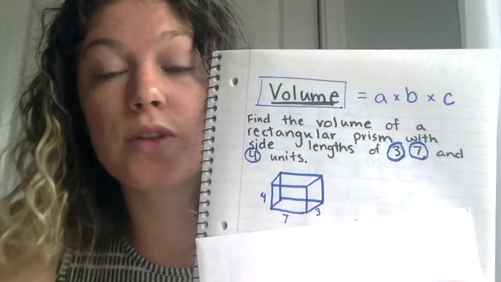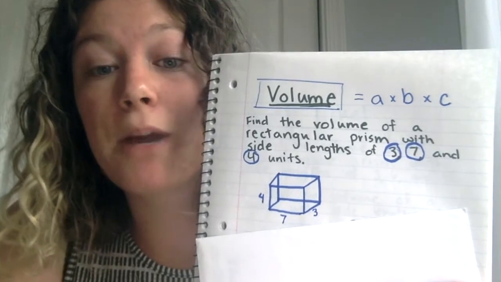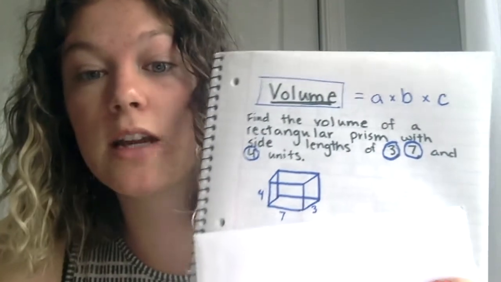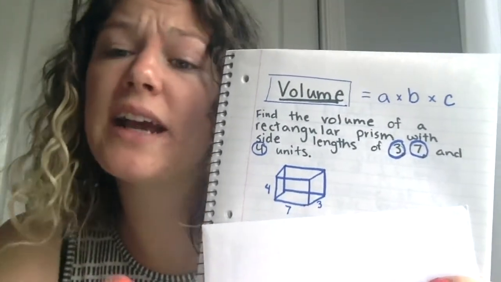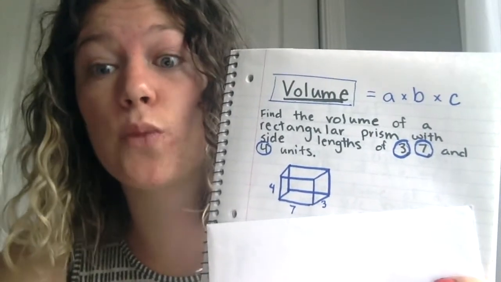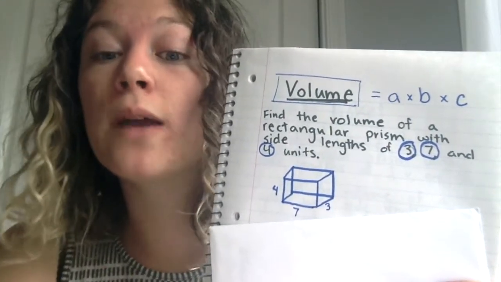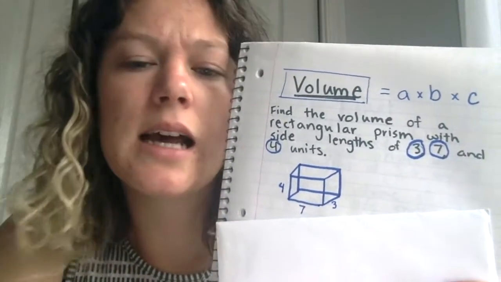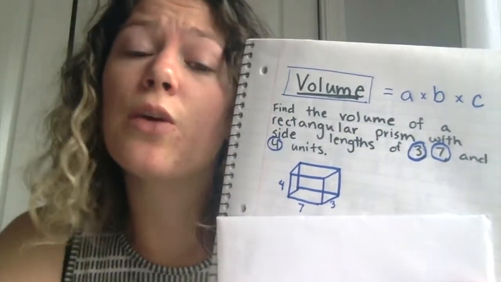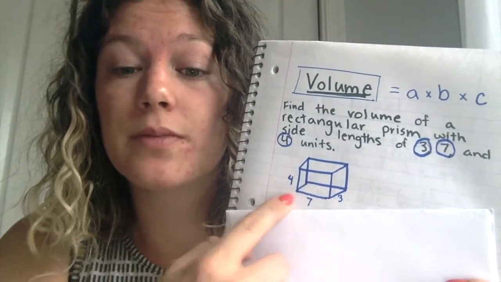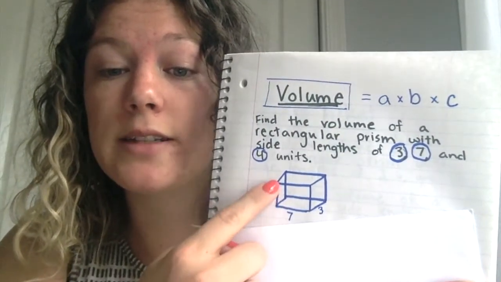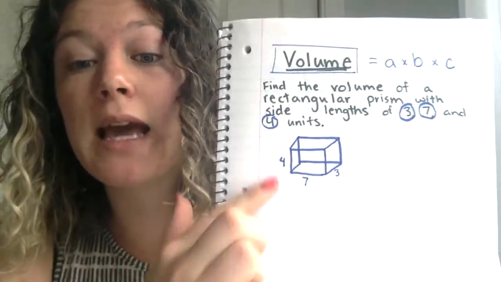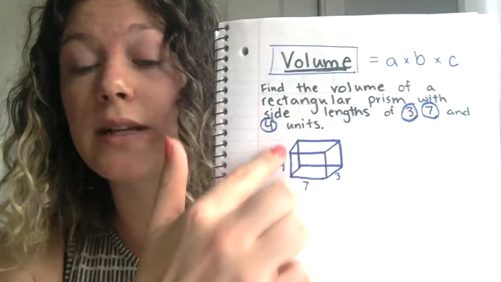Our formula, which is an expression that we're going to use to solve it, is A times B times C. Another way you would hear A times B times C is length times width times height. So when we are solving for the volume of a rectangular prism or a cube, because they're both prisms, we are going to multiply our length times our width times our height, okay? And just so we know, volume is how much space is inside of this rectangular prism.